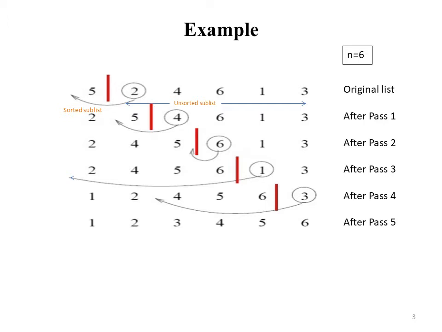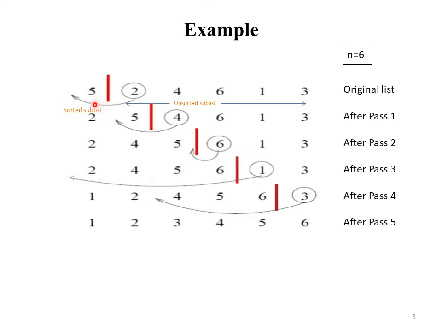So start from the first. In the original list, we divide this list in two parts, that is sorted sublist and unsorted sublist. So here we assume that our first position element is in the sorted sublist. So here 5 is in the sorted sublist and the remaining elements are in the unsorted sublist. So now we pick an element from the unsorted sublist. We pick the first position element from the unsorted sublist, that is 2, and we compare it with the sorted sublist.